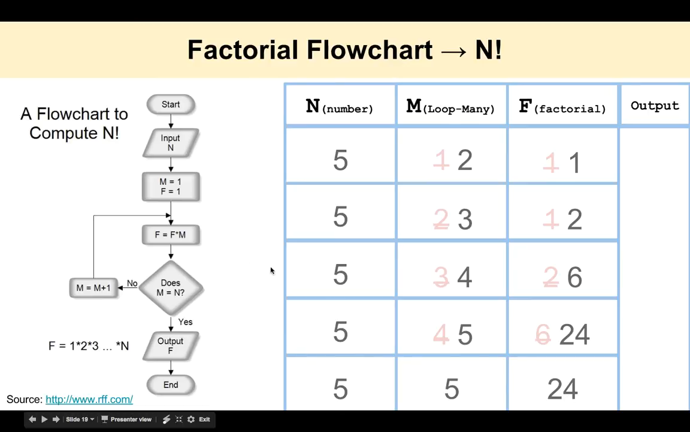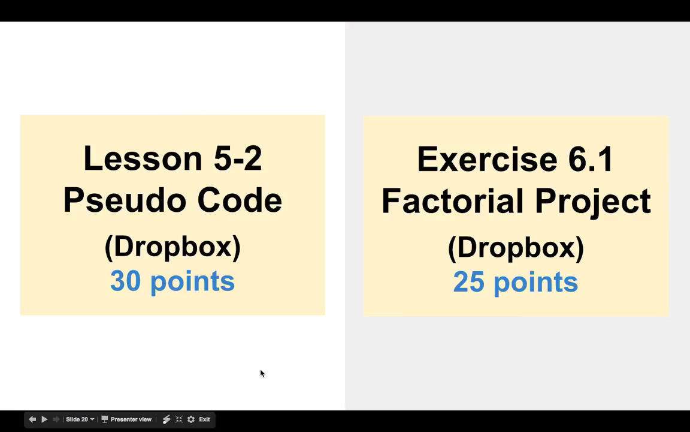And here we go. F times m, 24 times 5 gives us 120. Now we say, does m equal n? Oh, yes, it does. So now we're going out. We're not going to the no anymore. We're going down to yes. And we're going to give an output of f. So our output of f is 120. So we print out 120, and that is the end of our code. That's how you read a flowchart, and that's how you go through a loop. So your loop will look different in your code, but it's the exact same process. So I hope that was helpful.